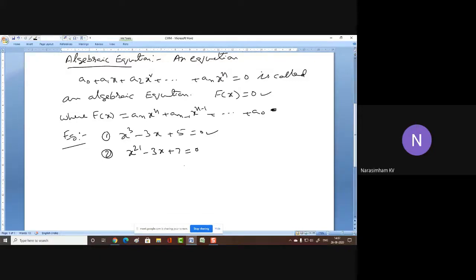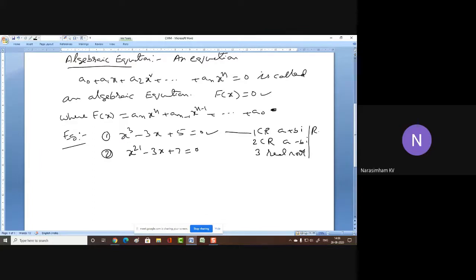How many roots are there? If the degree is 3, degree is nothing but the highest power of the equation. If the degree is 3, this equation has exactly 3 roots. What are the 3 roots? Suppose the first root is a complex root. Now the second root must be its complex conjugate. Suppose if it is of the form a plus ib, now the second must be a minus ib. Now the third root must be a real root.